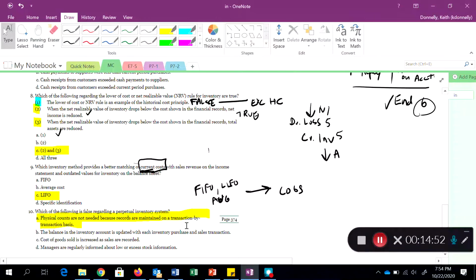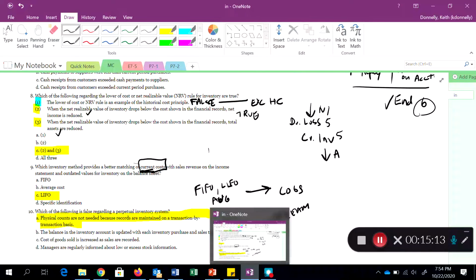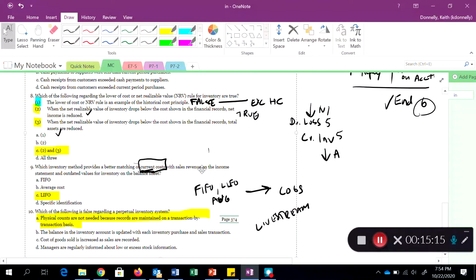For question 10 here, I'll just say why this is false. Physical counts are not needed in a perpetual inventory system, because updates are made on a transaction by transaction basis. So the perpetual inventory system is like the live stream inventory system. When you go to the checkout, it rings out and the inventory system is updated.